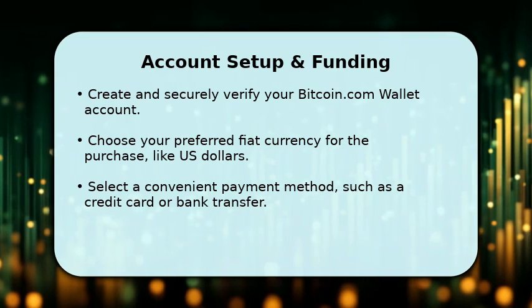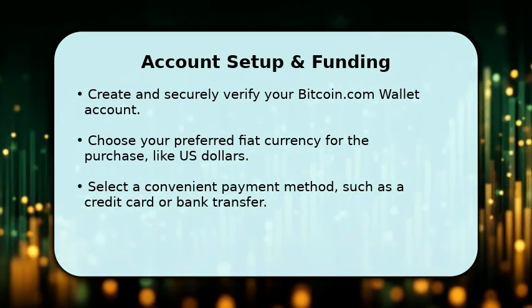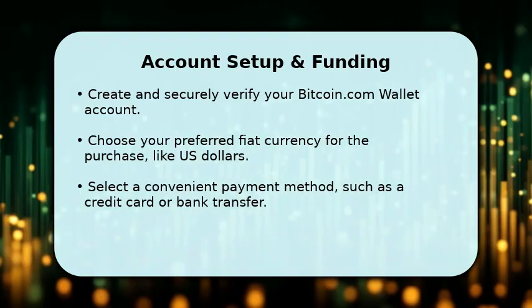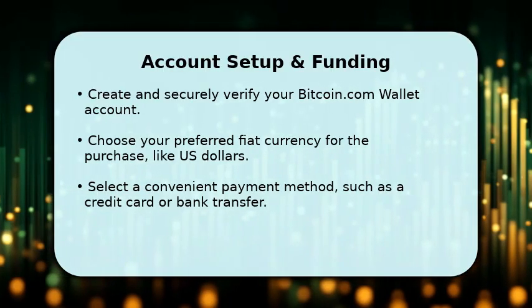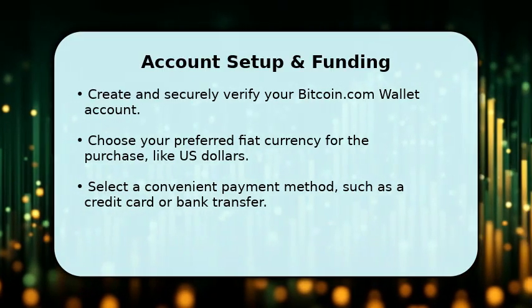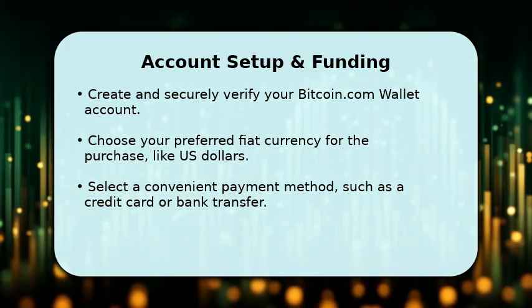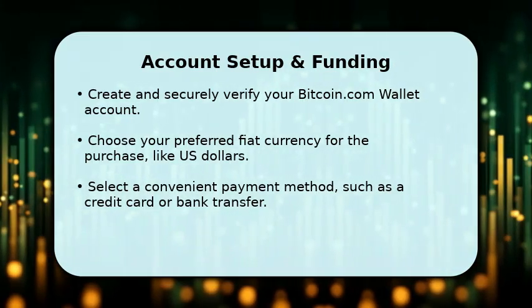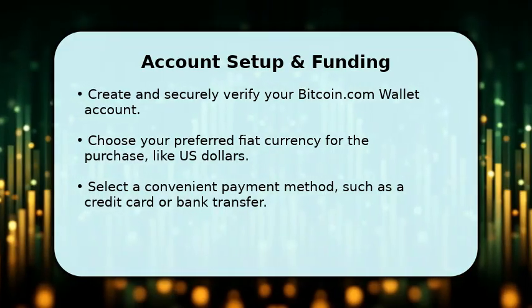First, you'll need to set up your Bitcoin wallet. This involves creating an account and completing a quick verification process to ensure security. Once your account is ready, you'll select your desired fiat currency, perhaps US dollars or euros, which you'll use for the purchase. Then, choose a payment method that suits you best, whether it's a credit card for instant transactions or a bank transfer for larger amounts. It's a straightforward process designed for ease of use.